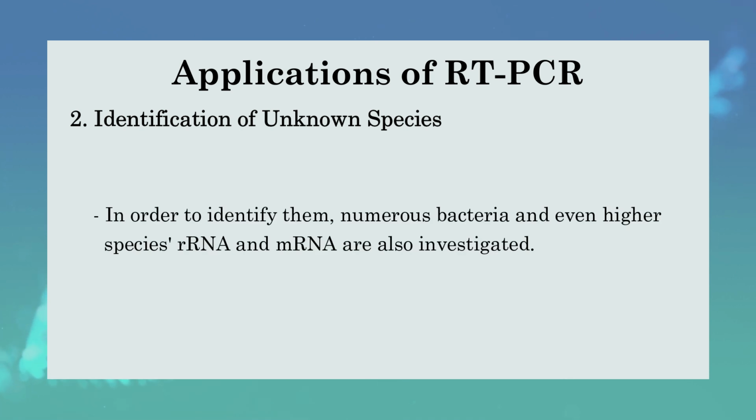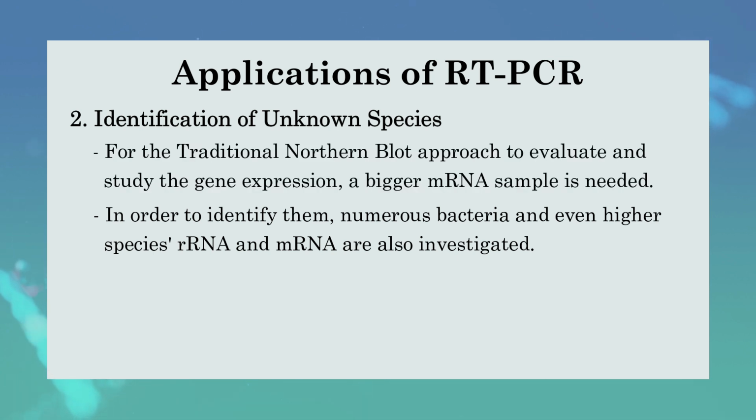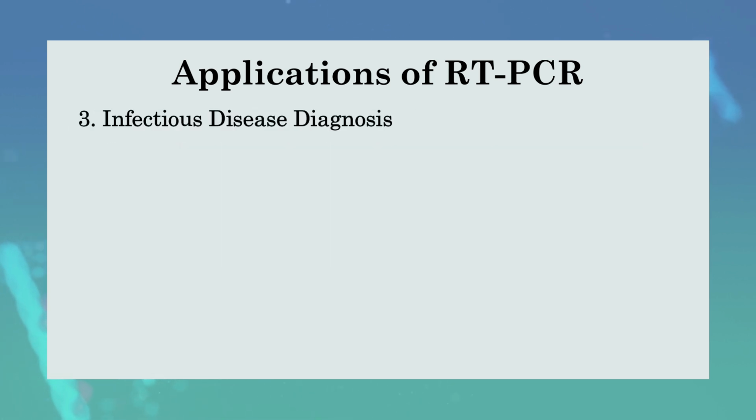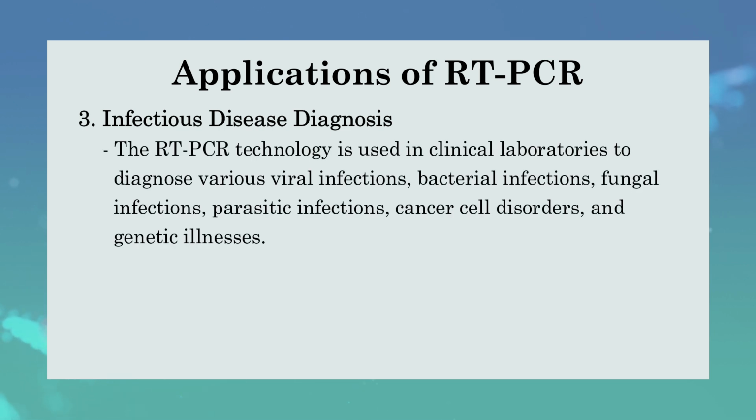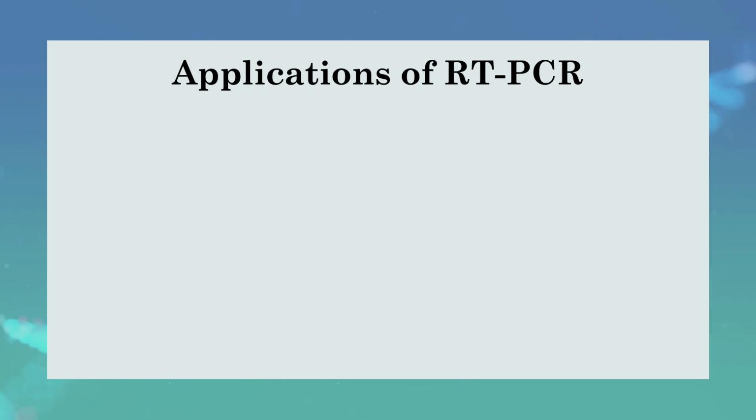HIV, SARS, dengue, HCV, and other viruses may all be detected with RT-PCR. In order to identify them, numerous bacteria and even higher species, ribosomal RNA and messenger RNA, are also investigated. Number 3. Infectious disease diagnosis. The RT-PCR technology is used in clinical laboratories to diagnose various viral infections, bacterial, fungal, and parasitic infections, cancer cell disorders, and genetic illnesses. Number 4.